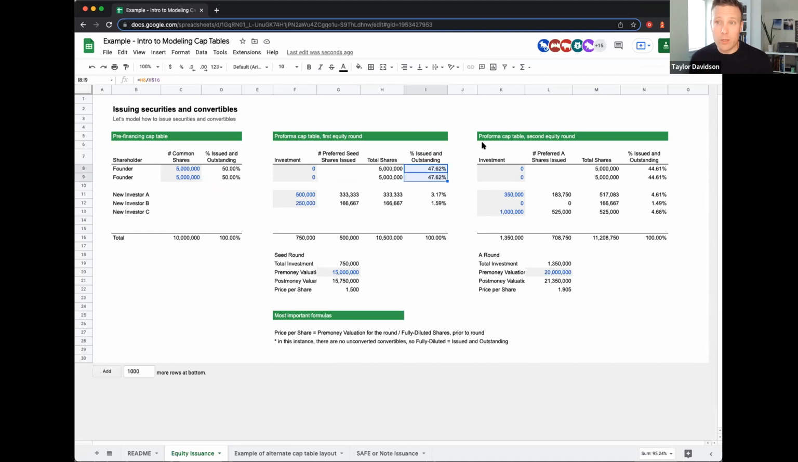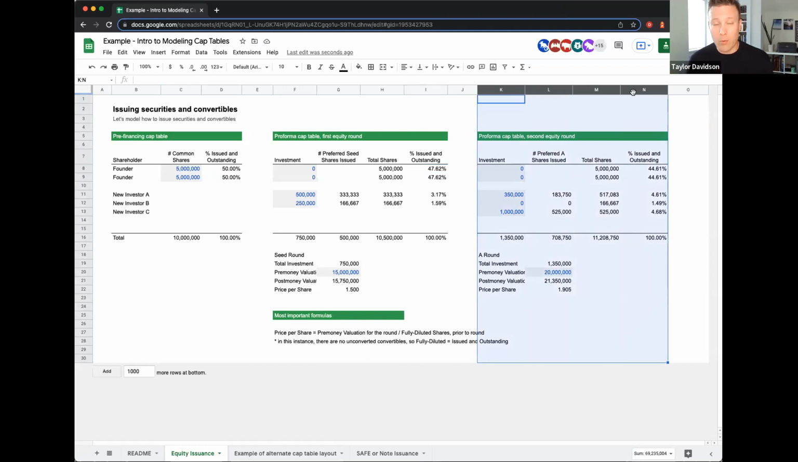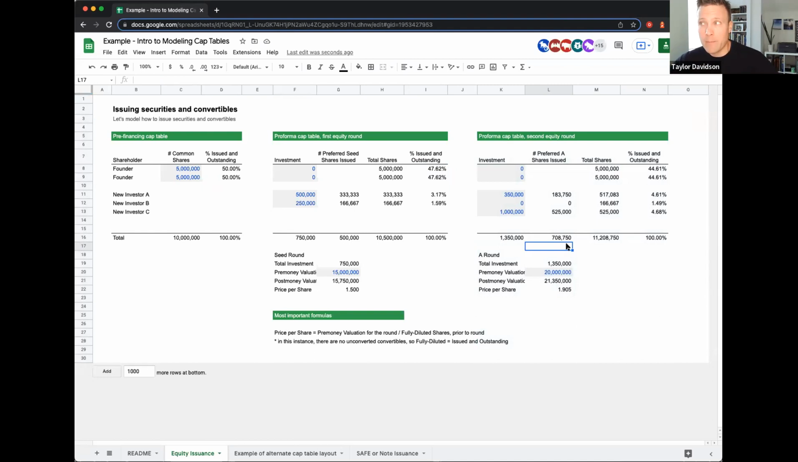So what happens if you issue another round of investment? Well, let's just say now I have a second equity round, a second pro forma cap table for the next round. And I do the same thing again. So in this case, this investor is investing again, taking some portion of the pro rata. They have a new investor coming in, investing a new $1 million. So in this case there's a total new investment in this round of 1.3.